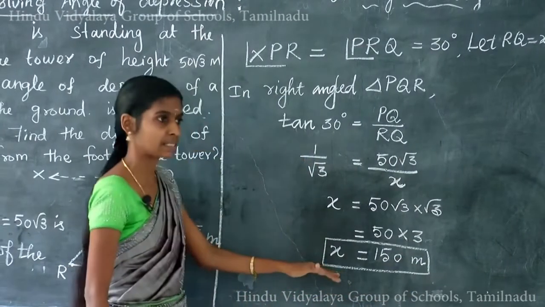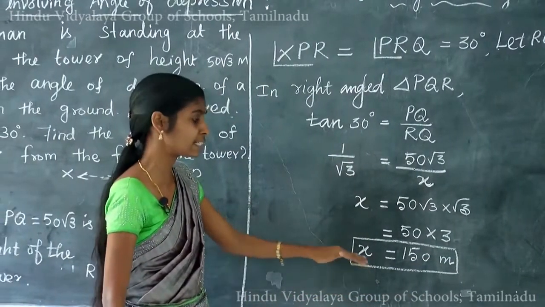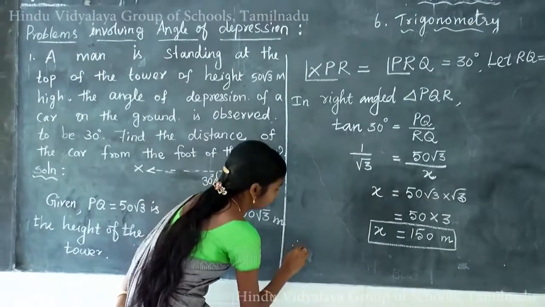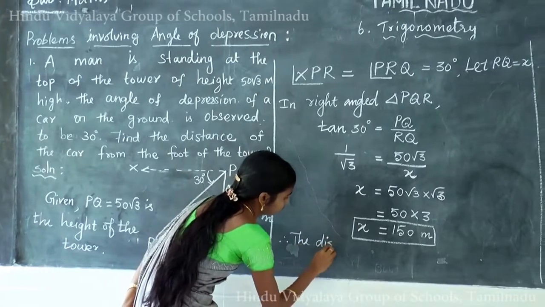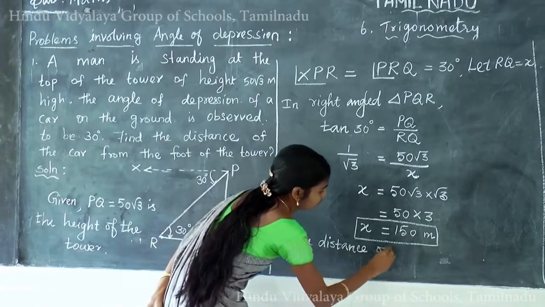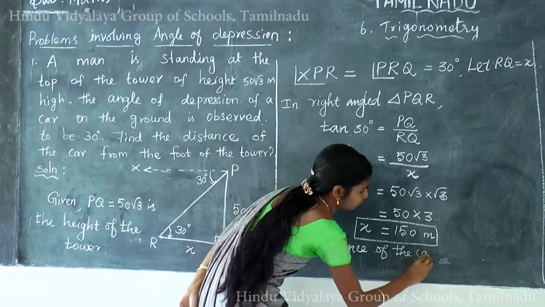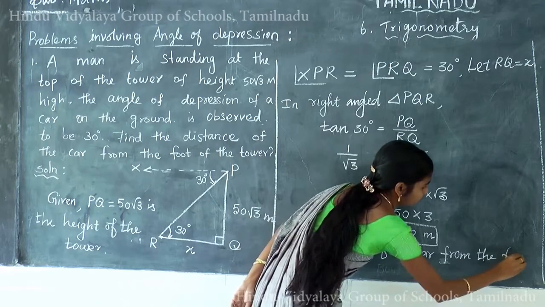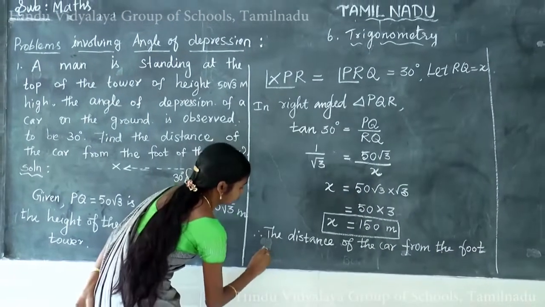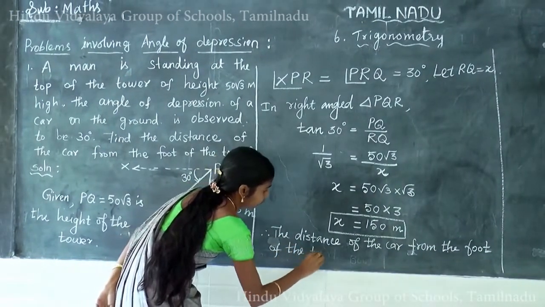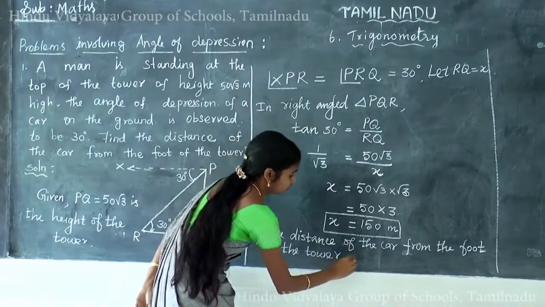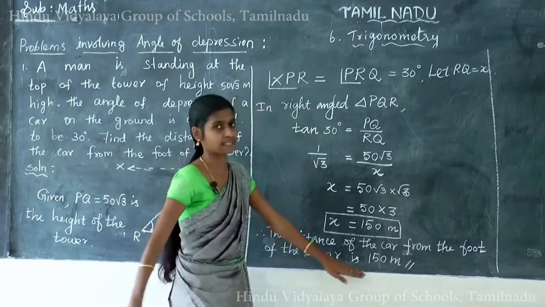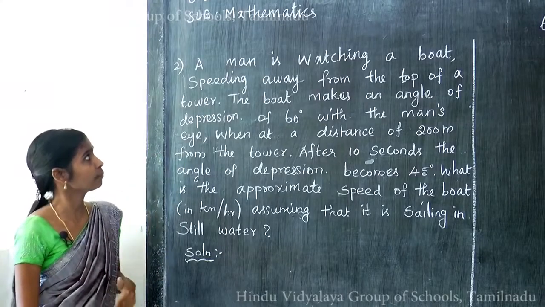What does X represent? X represents the distance between the car and the foot of the tower. Therefore, the distance of the car from the foot of the tower is, what is the answer? Yes, this is 150 meter. So that is the answer. Let's see the next question.